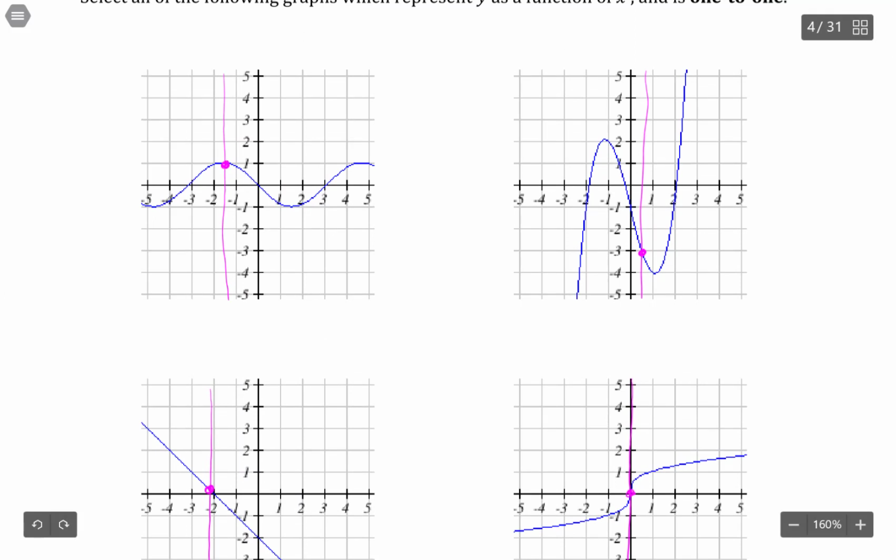To determine if it's one-to-one, it needs to also pass a horizontal line test, which means I would be able to draw a horizontal line and it would only touch the graph at a single point. Unfortunately, this first one crosses at quite a few points, so this fails the horizontal line test. So it is a function, but it's not one-to-one.